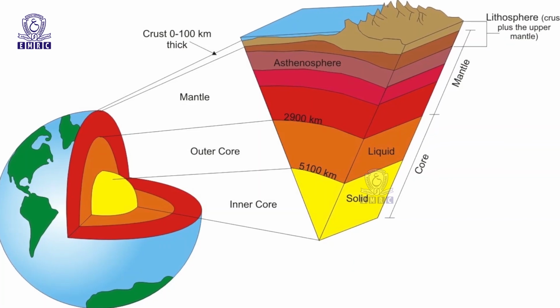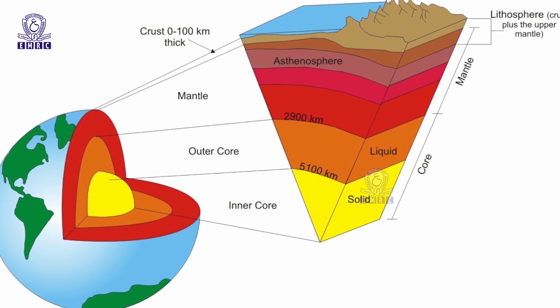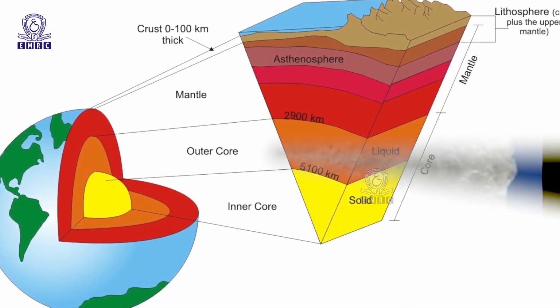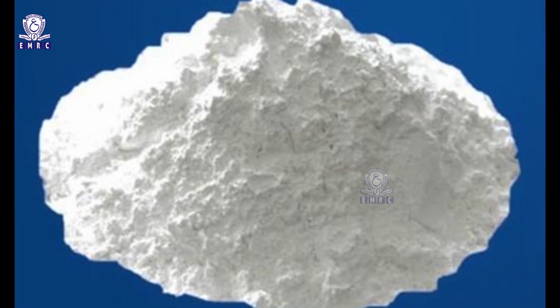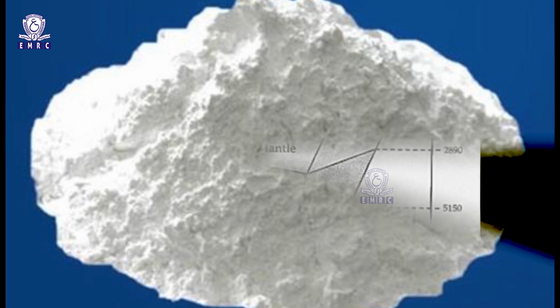The generalized pattern of the layering of the Earth's interior, which was mostly accepted by the majority of the scientists, is as follows. Lithosphere. It is the uppermost layer with a thickness of about 100 kilometers, and is mostly composed of granites. The chemical composition is predominated by silica and aluminum.